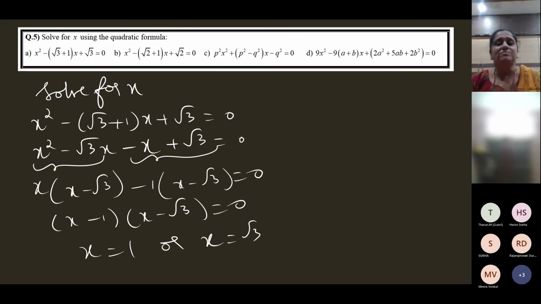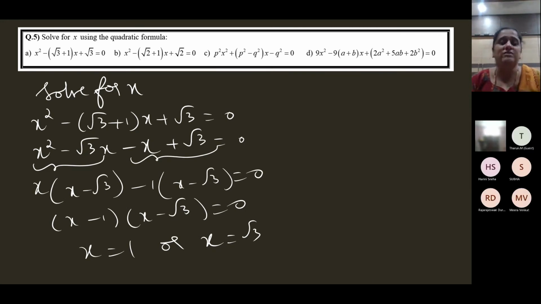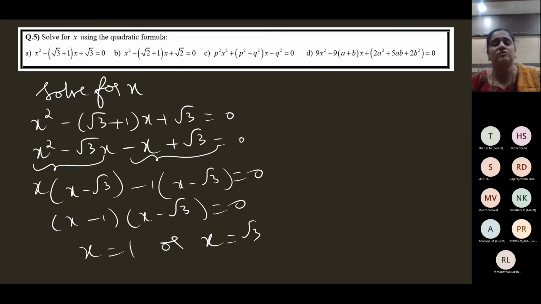So if we simply solve for x, use the simplest method. Why waste time with the quadratic formula? If you simply solve for x, you can use any method.